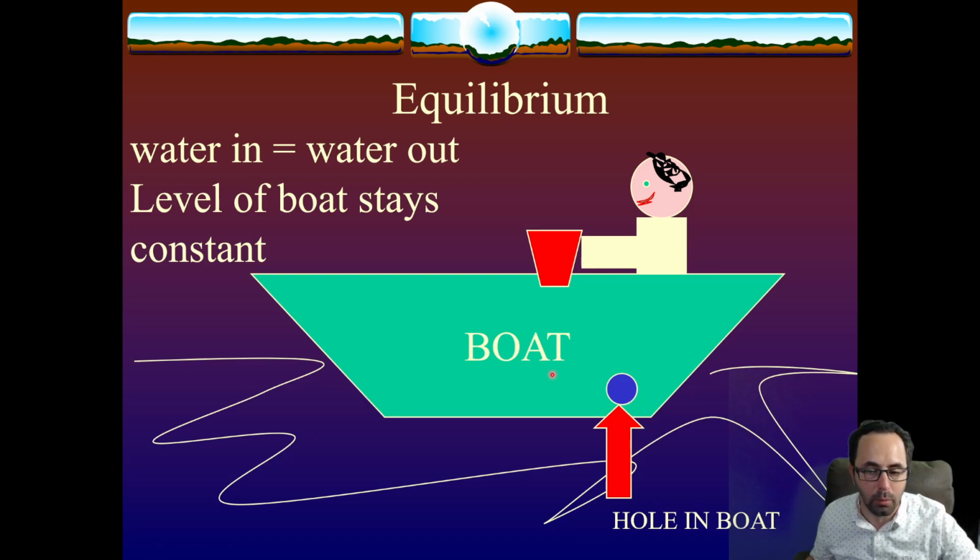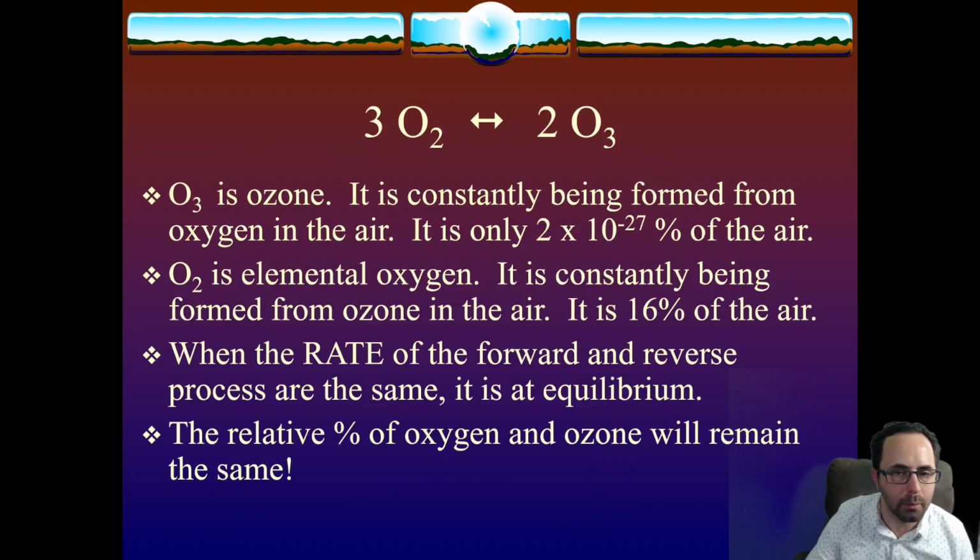That is an equilibrium. And we say the equilibrium is dynamic because the flowing of the water is still happening, the dumping of the water out is still happening. So everything's still going on. However, the level of the water in the boat is staying the same because the flowing of the water into the boat and the dumping of the water out of the boat is happening at the same rate. And a similar thing can happen to a chemical reaction.